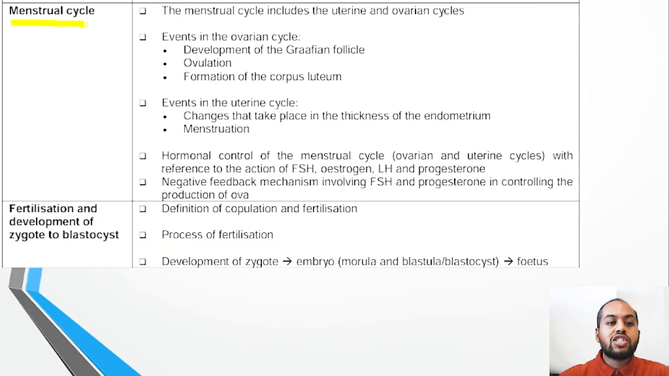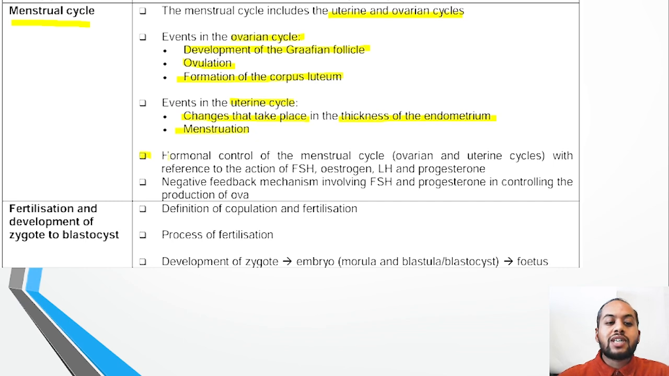Then we looked at the menstrual cycle. The menstrual cycle included the uterine and the ovarian cycles. We looked at the events in the ovarian cycle, which included the development of the Graafian follicle, the process of ovulation, the formation of the corpus luteum. Then the events in the uterine cycle, the changes that take place in the thickness of the endometrium, as well as the process of menstruation.